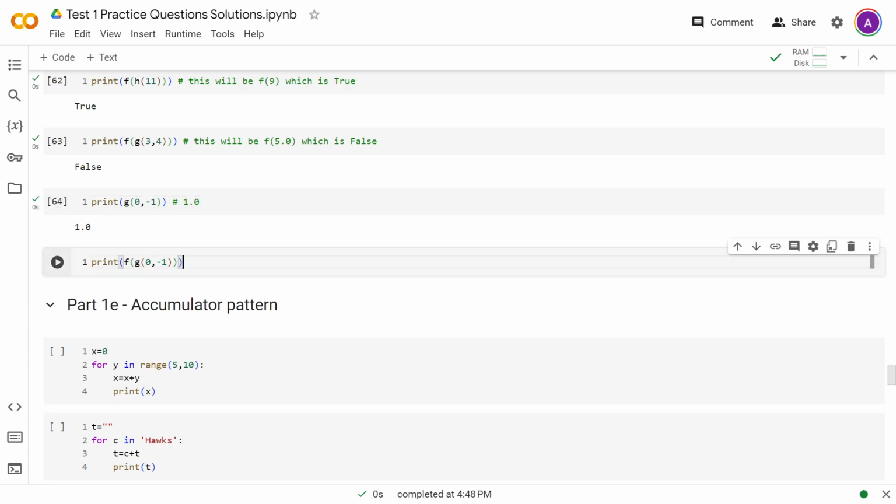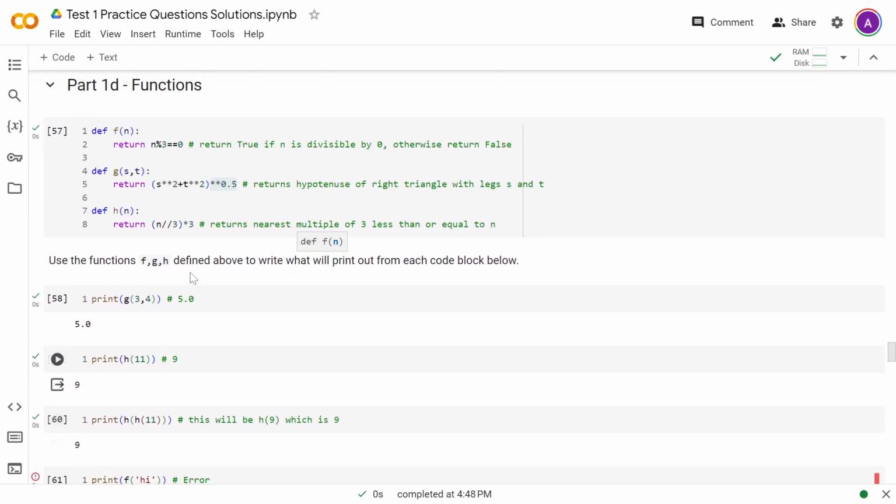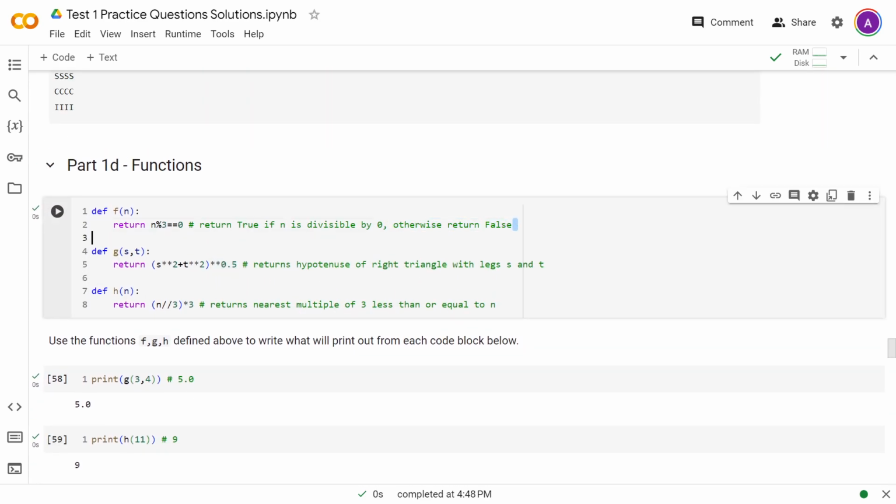Okay, and then for the very last one, we are plugging that g of 0, negative 1 answer into the f function. So this will be f of 1.0. And going back to the f function, that's the function that checks whether something is a multiple. Oh, did I put 0 here? Why did I put that? It should be 3. Returns true if n is divisible by 3.